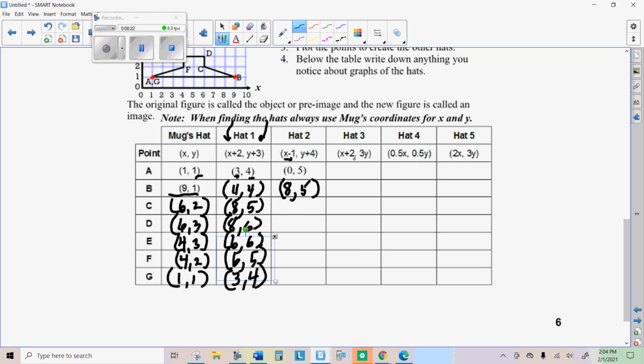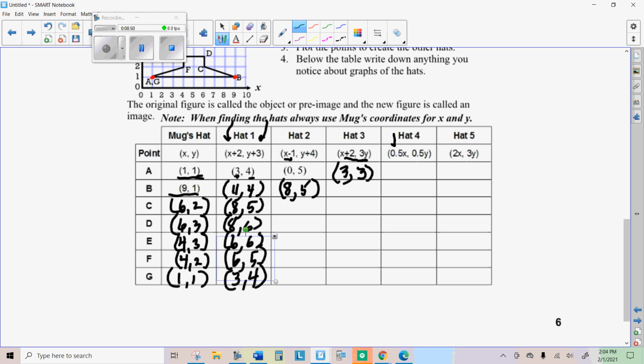Okay. On this next one, I'll just do the first couple points with you. We're going to add 2 to the original x, so 1 plus 2 is 3, and we're going to multiply 3 times the y. In algebra, we don't put the times symbol in there because it gets kind of confusing. When you put a 3 in front of the y, that means 3 times y, so we're going to do 3 times 1, which is 3.